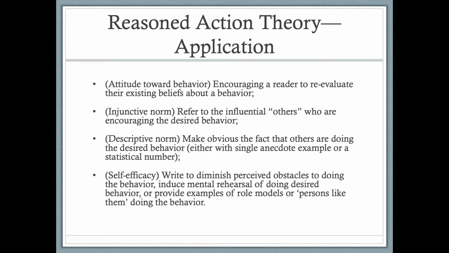The descriptive norm means you should make obvious the fact that others are doing this. It could be a single anecdote or a statistical number. So a testimonial or a statement that 75% of Americans are already doing this. And then finally, with self-efficacy, write in a way that diminishes what the reader might perceive to be obstacles to doing the behavior. You encourage mental rehearsal of doing the behavior, or you provide examples of role models or persons like them doing this behavior themselves.